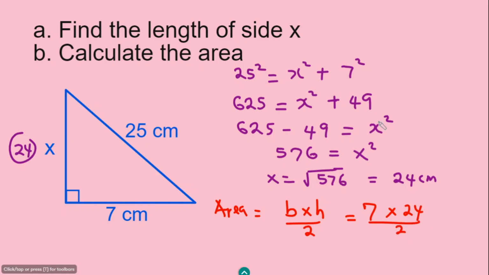So one way you could do this is to multiply these two numbers, and then the answer you get, you divide by 2. Or you might go 2 into 24, that's going to be 12. And 12 times 7, either way, you get the answer as 84. So the area of this triangle is going to be 84 centimeters squared.